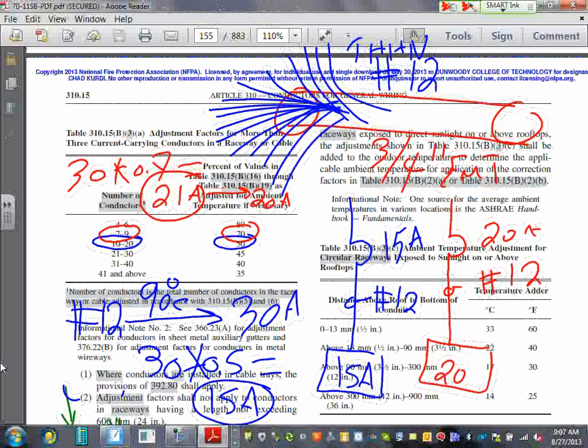Any comments, guys, about derating? Any comments, any questions about derating? So that's what we do. I can't emphasize this enough when I teach this one, guys.